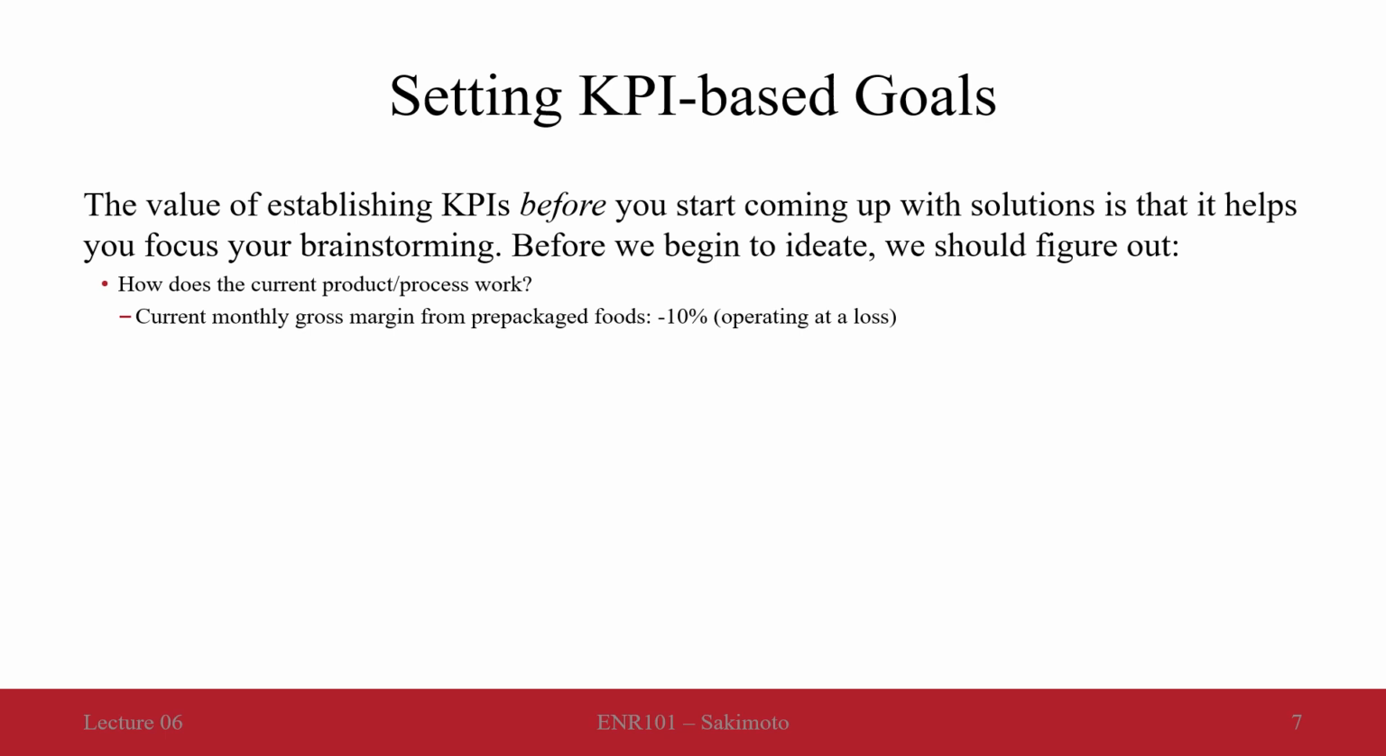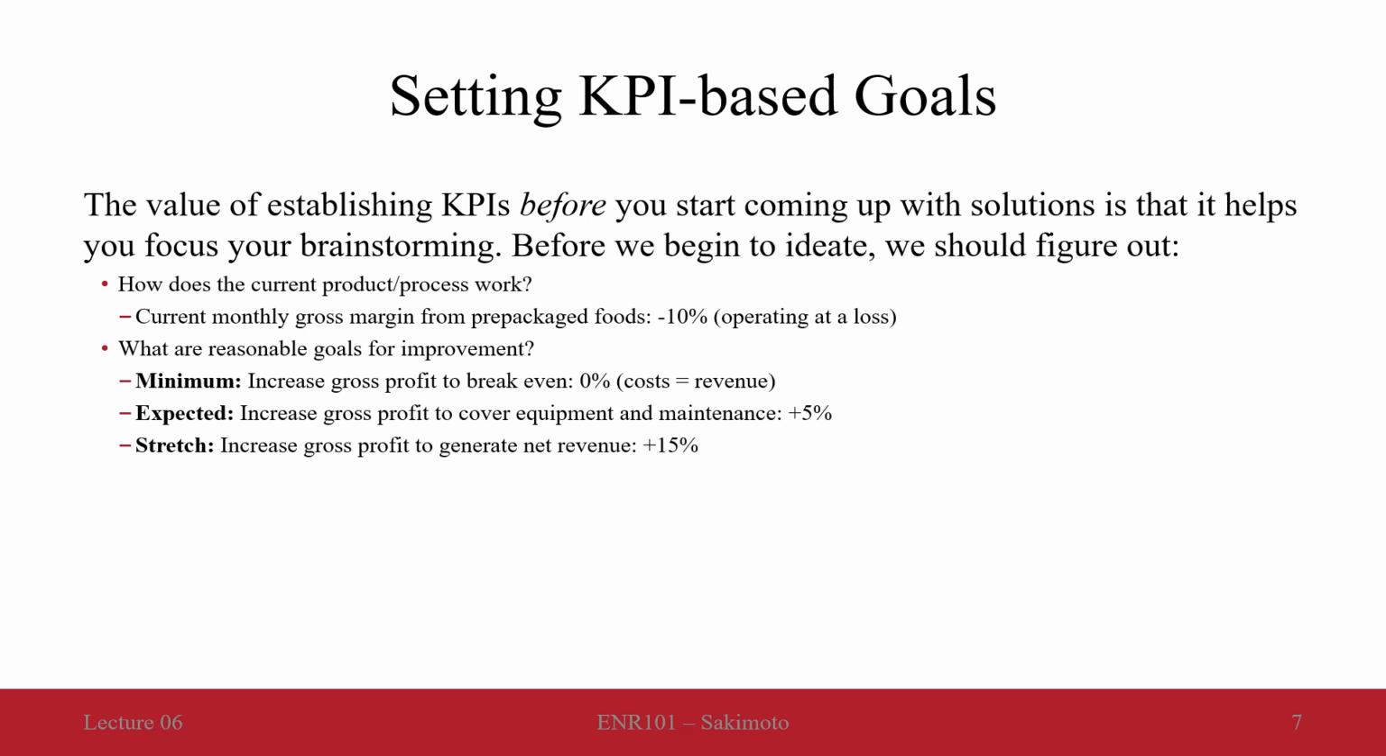You might do an analysis, part of your engineering analysis in defining the problem, and find that this cafe currently operates at a gross loss, minus 10%, spending more than they earn. It tells us what's the reasonable goal for improvement. At bare minimum, to have a successful outcome for this KPI, we will need to increase this gross margin to a break-even point, 0%, in which we're spending the exact same as the amount we're making. No one's making any profit, but we're not losing any money.